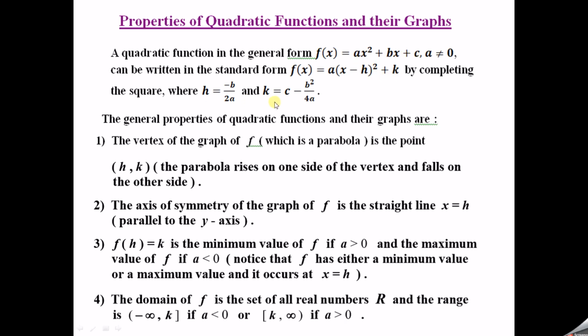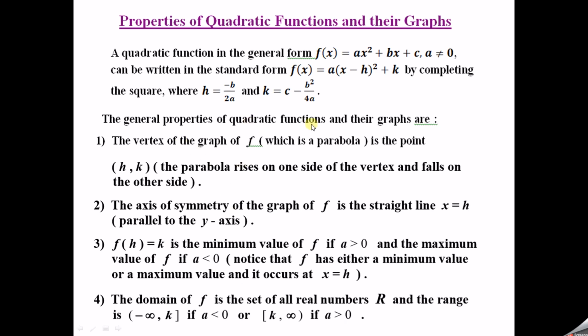So here the values of h and k are given. h is equal to minus b over 2a, and k is c minus b square over 4a. So using a, b, c, where a is the x square coefficient, b is the x coefficient, and c is the constant, you can find h, which is minus b over 2a, and k, which is c minus b square over 4a. So if you get h and k, then the other points we can find here.